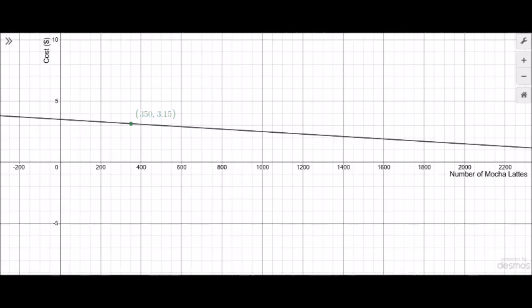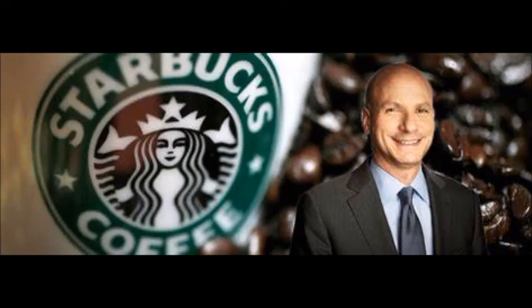When looking at the marginal cost function in Desmos, we can witness the linear relationship the function has. We can also see that the marginal cost of producing the 350th mocha latte is $3.15. One real-life application where people use these equations are people who work as CFOs for Starbucks.